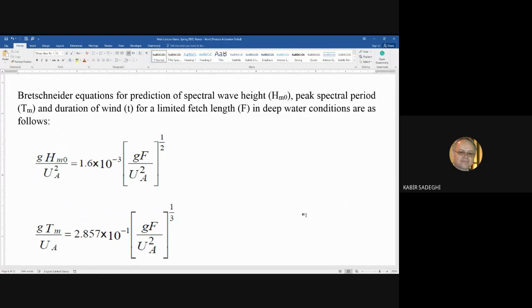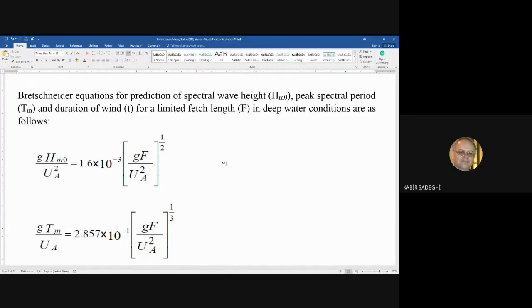But here we see the formula for deep waters. Therefore, Bretschneider equations for prediction of a spectral wave height, which we show by HMO, and peak spectral period, which we show by TM, as well as the duration of wind, which we show by lowercase letter t.